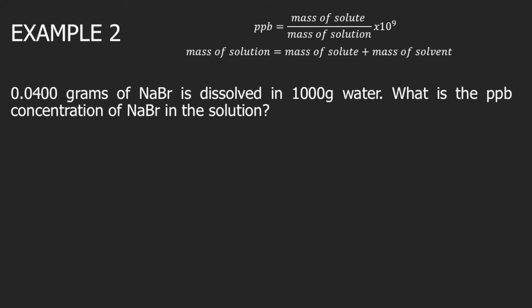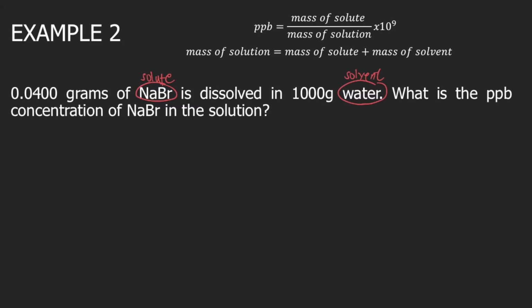Example 2, 0.0400 grams of sodium bromide is dissolved in 1,000 grams water. What is the ppb concentration of sodium bromide in the solution? In this problem, sodium bromide is our solute and water is our solvent. Always remember, the solute is the one being dissolved in the solvent.